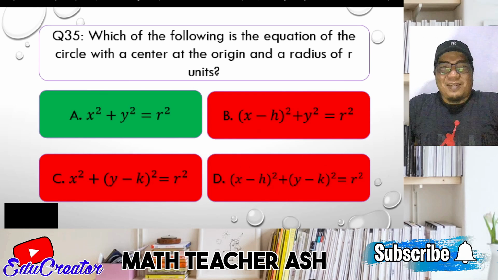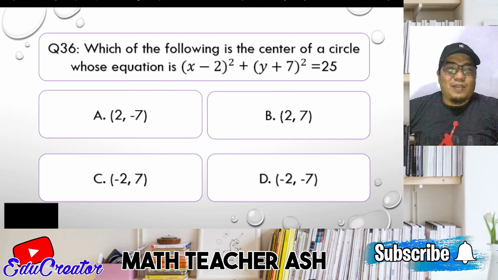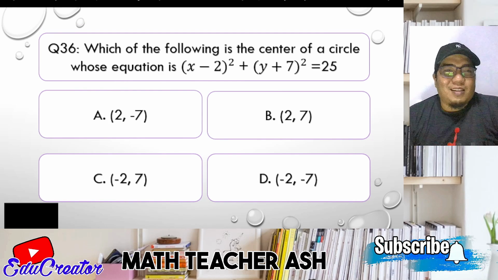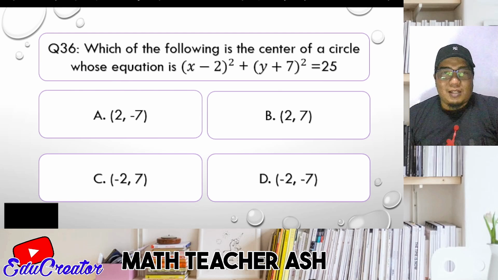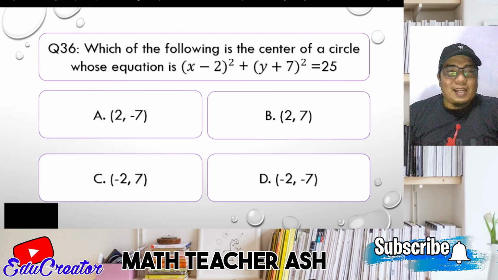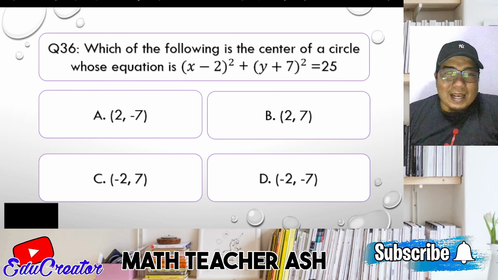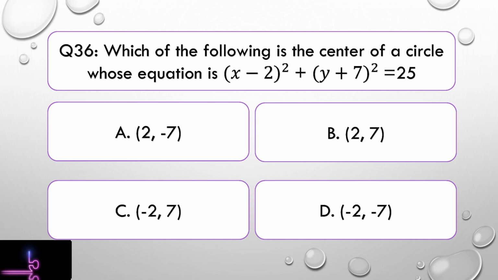Easy lang talaga, my dear math learners. Now, let us go to question number 36. Which of the following is the center of a circle whose equation is the quantity x minus 2 squared plus the quantity y plus 7 squared is equal to 25? Is it A, 2, negative 7, B, 2, 7, C, negative 2 and 7, or D, negative 2 and negative 7? I'll give you 5 seconds to answer this problem.